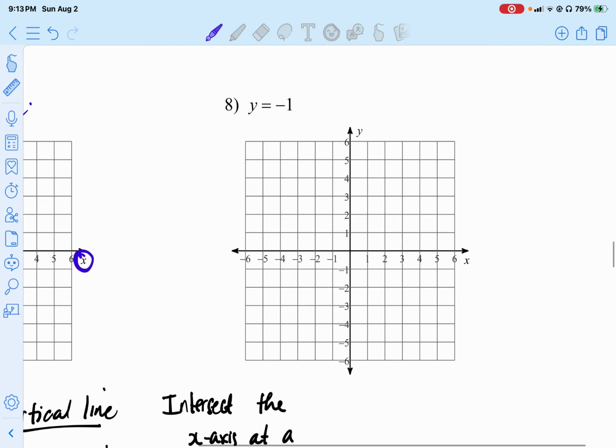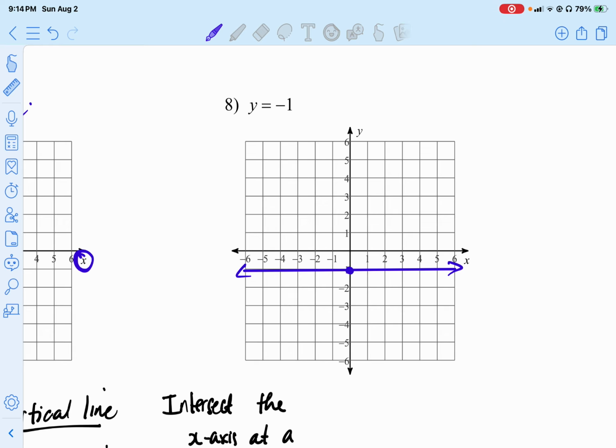Similarly, the line y is equal to -1. -1 on the y-axis is here. Oops, that's not true. -1 on the y-axis is here. And the line y equals -1 is a horizontal line that intersects the y-axis, right?